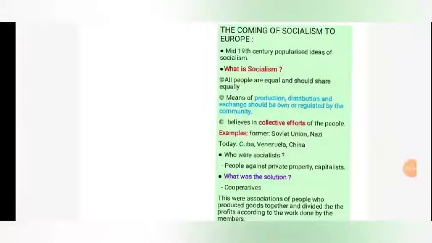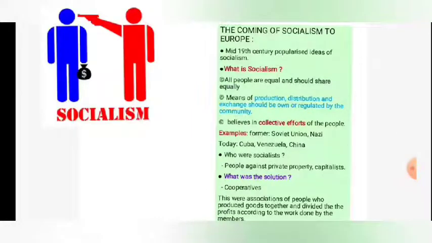After a long introduction, let's see socialism in Europe. In the mid-19th century, this ideology was popularized. What is socialism? There are several definitions given by different social thinkers. One, all people are equal and should share equally. Two, means of production, distribution and exchange should be owned or regulated by the community. Third, belief in the collective efforts of the people.